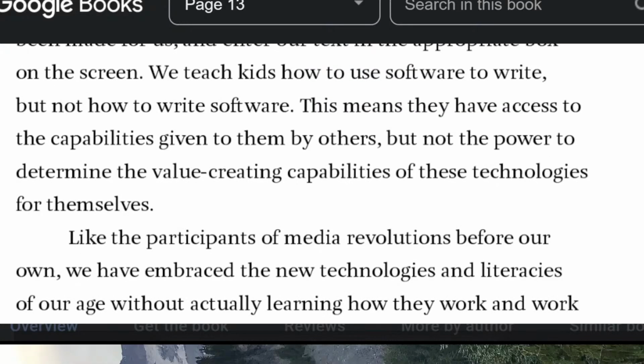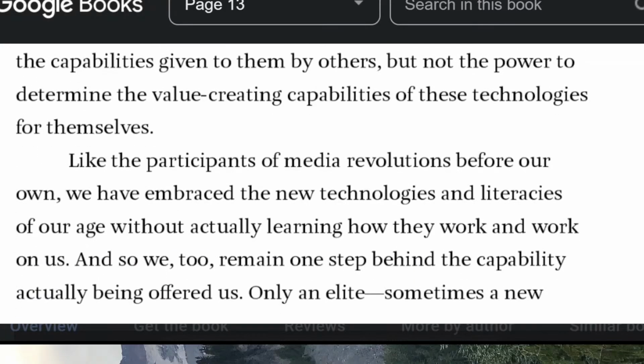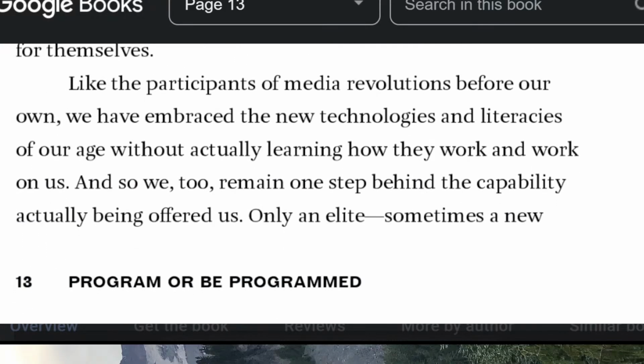We teach our kids how to use software to write, but not how to write software. This means they have access to the capabilities given to them by others, but not the power to determine the value-creating capabilities of those technologies for themselves. Like the participants of media revolutions before our own, we have embraced the new technologies and literacies of our age without actually learning how they work and work on us. And we too remain one step behind the capability actually being offered us.